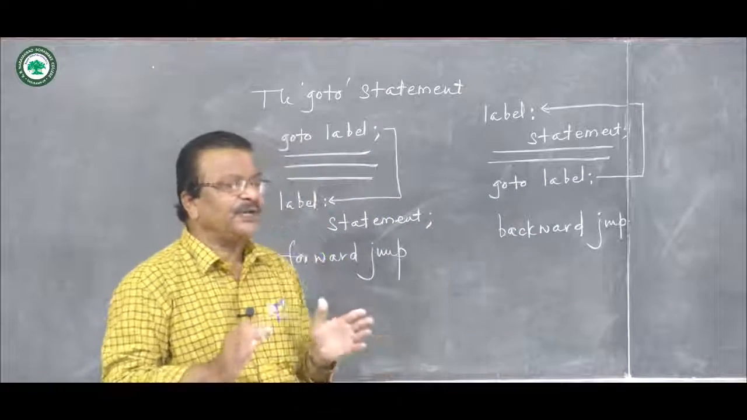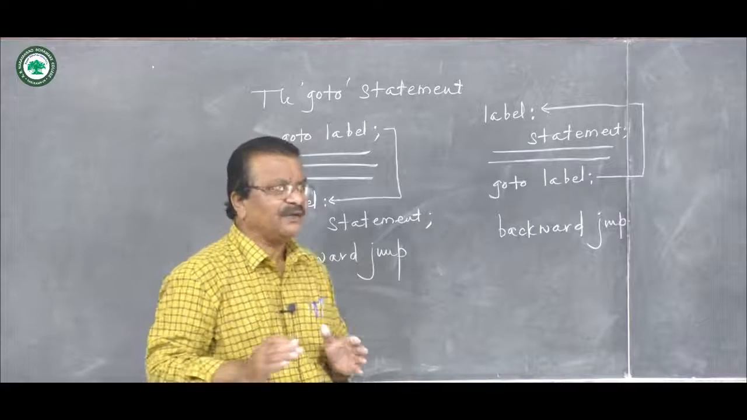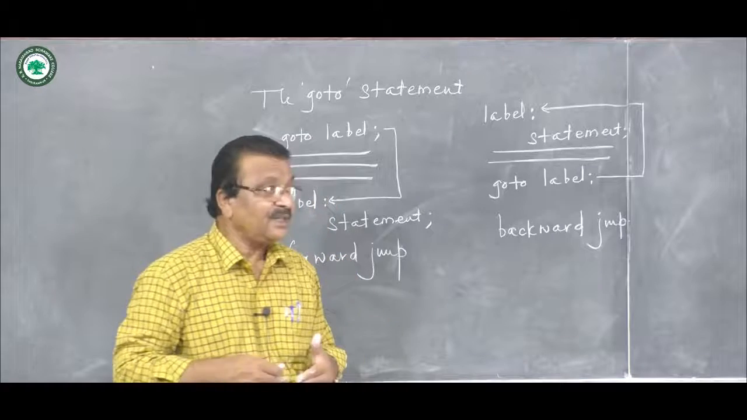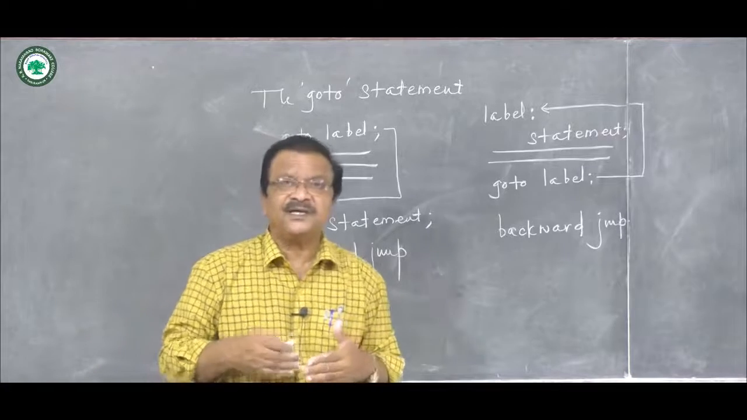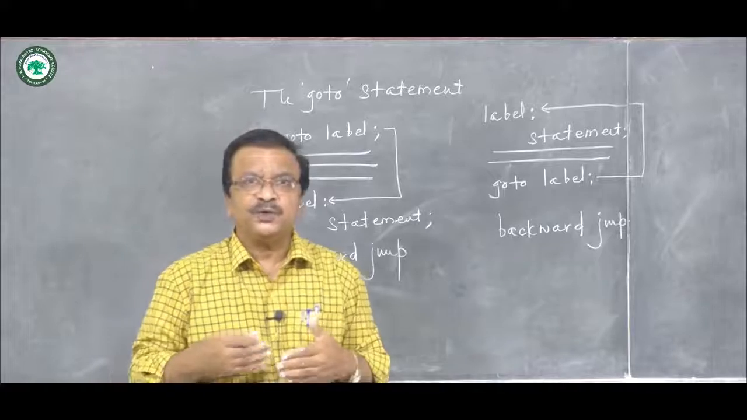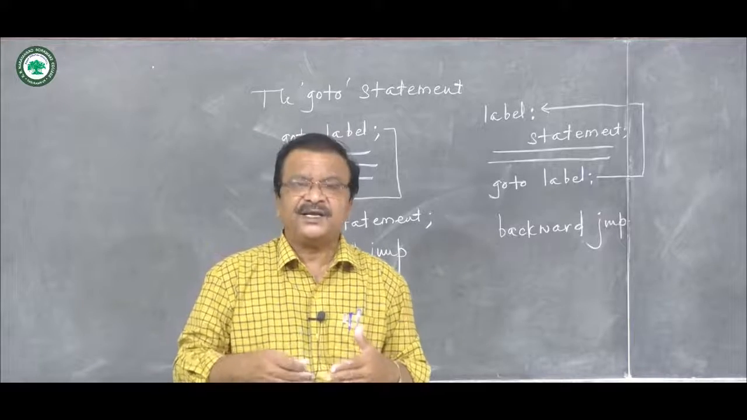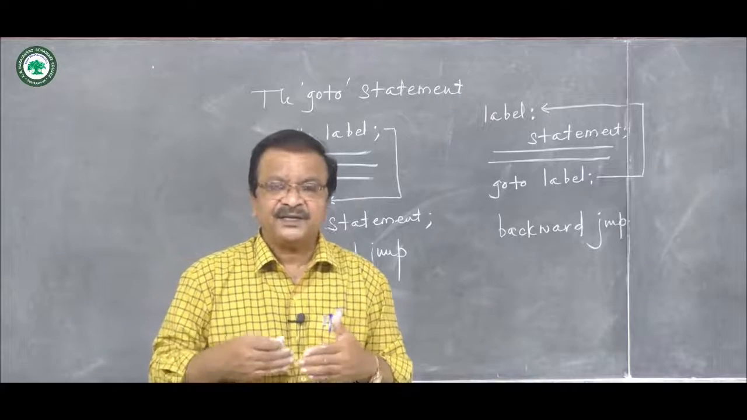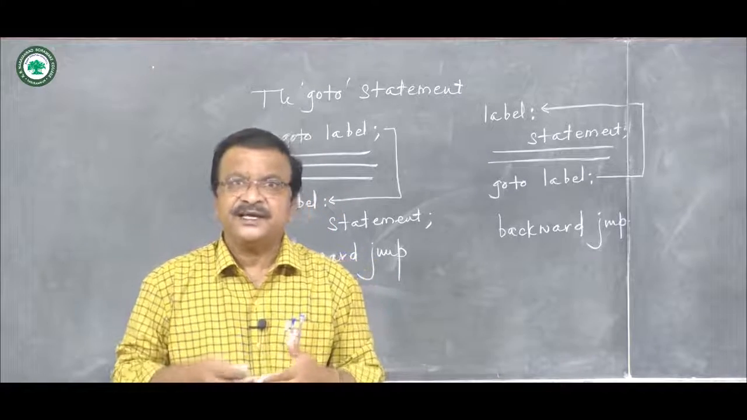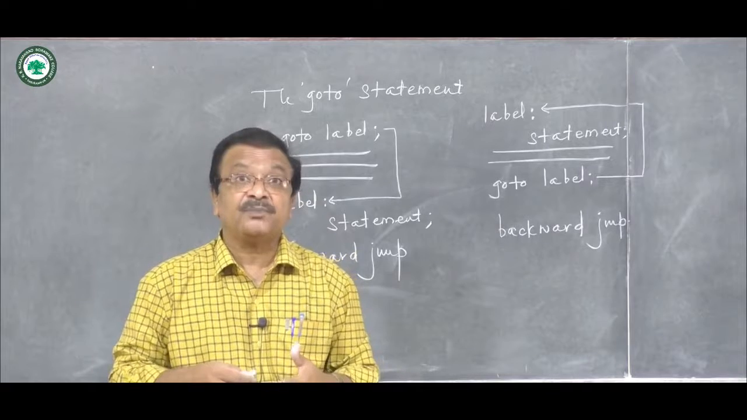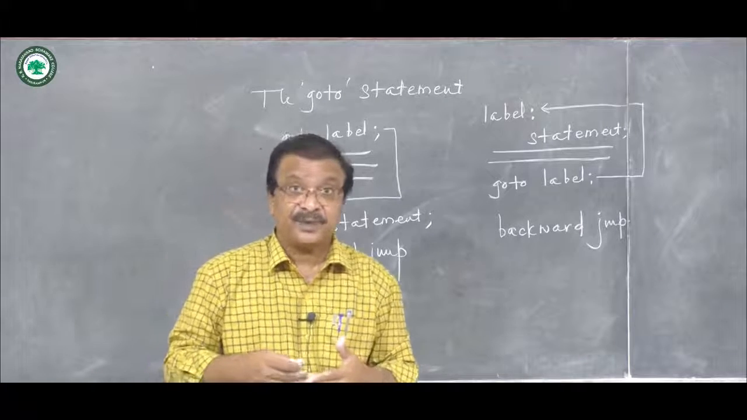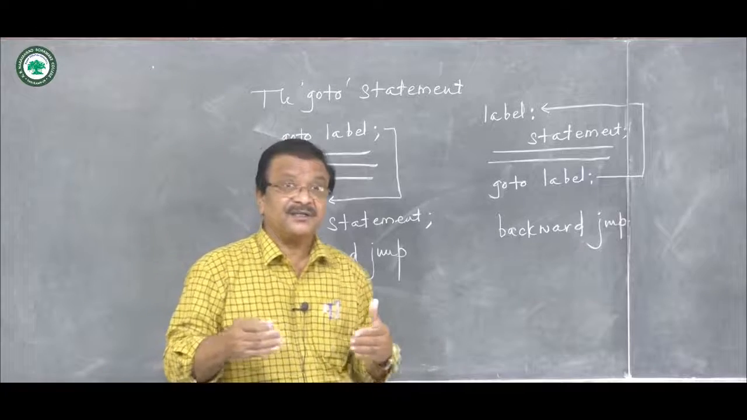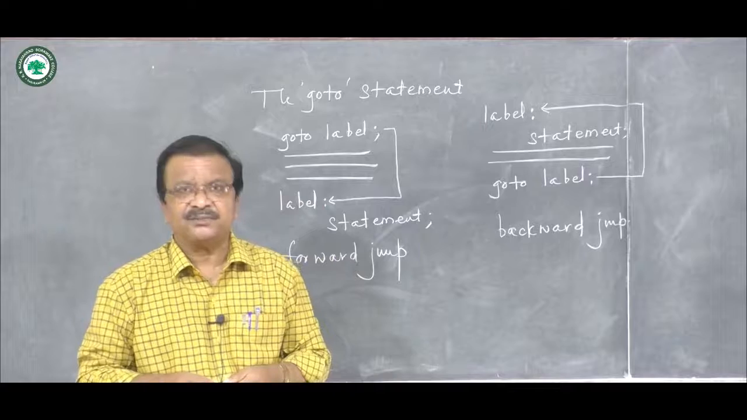So goto is truly an unconditional jump. It doesn't require any condition. One important piece of advice is that you should not use the goto statement while writing a C program, because making use of the goto statement in a C program is an indication of poor programming practice. Therefore, one should not use the goto statement in a C program as far as possible.